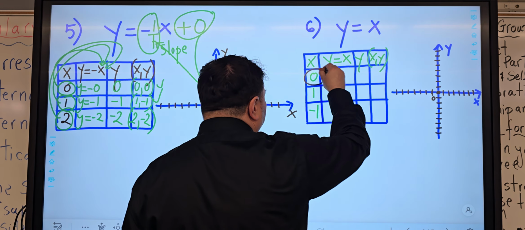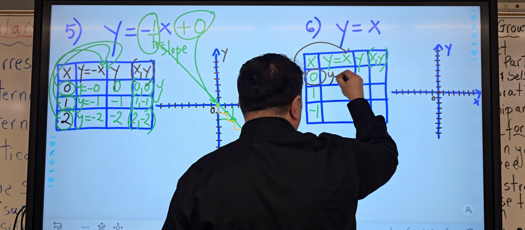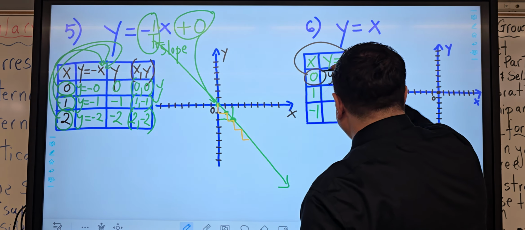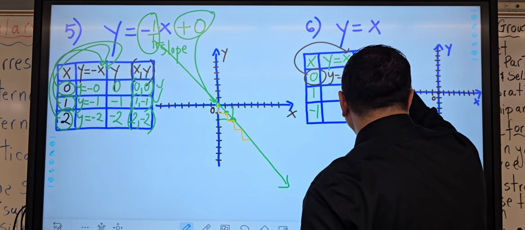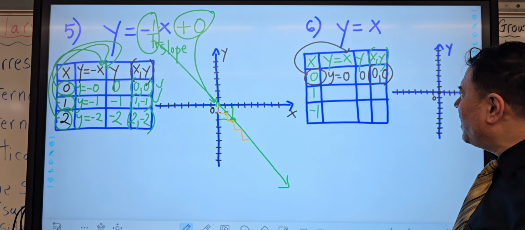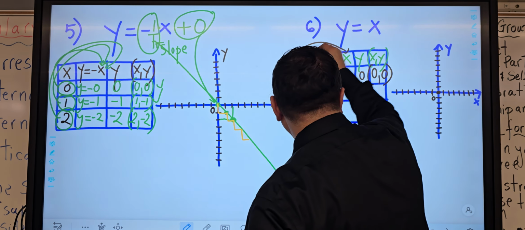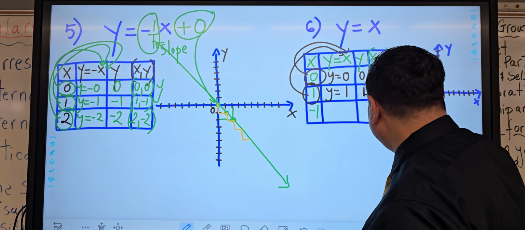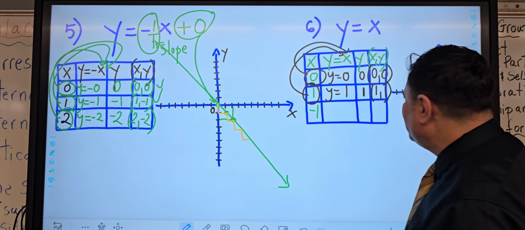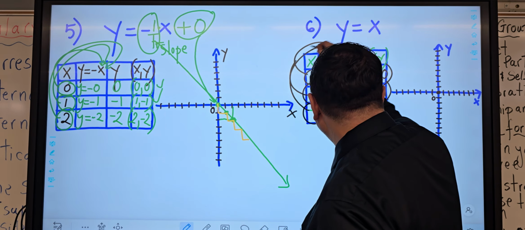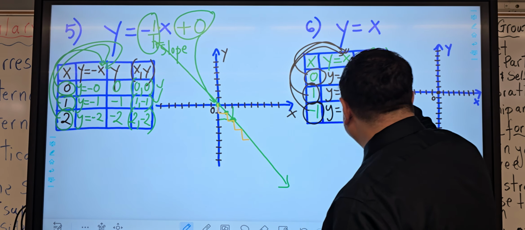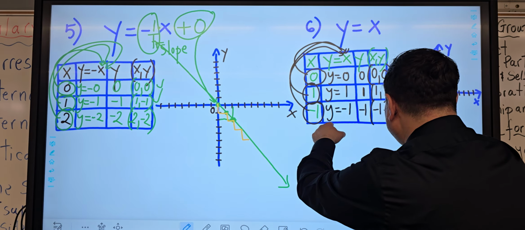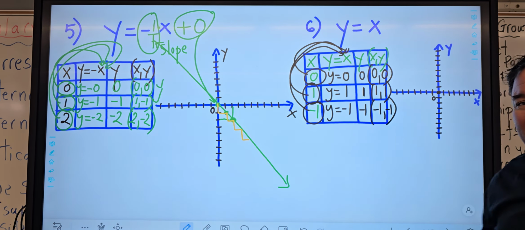So let's plug in the 0 now for x. Don't forget that. When x equals 0, y equals 0, right? Look how beautiful this becomes. When x equals 1, y equals 1. So, the same. 1, 1. And finally, when x equals negative 1, plug it right here, y equals x, but x is negative 1. So y equals negative 1. So the ordered pair is negative 1, negative 1. Okay, I hope you got this idea.